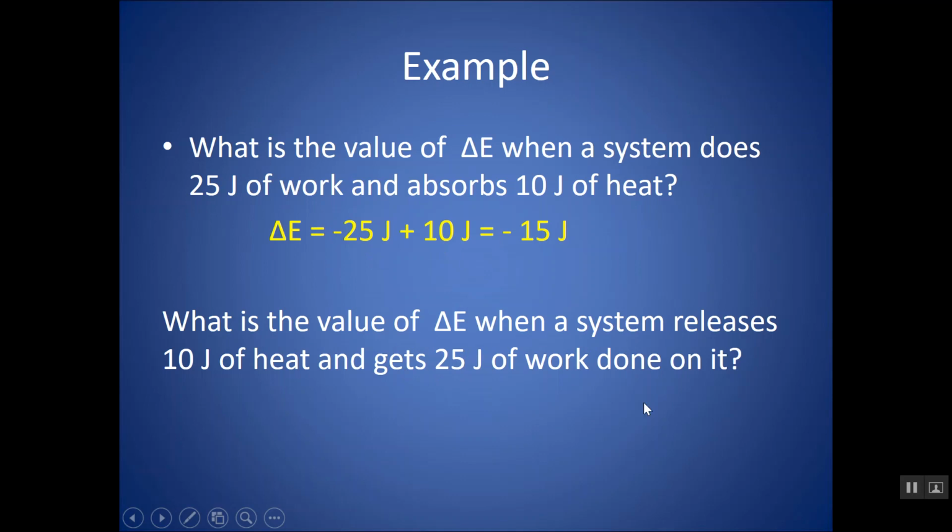For the second one, delta E, Q plus W again, but this time it's releasing 10 joules of heat, so that's a negative Q, and it's getting 25 joules of work done on it. That's a positive 25, that's positive work because work is being done on the system, so that gives me a positive 15 joule change here.